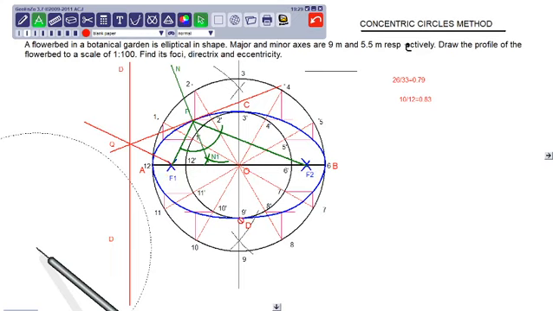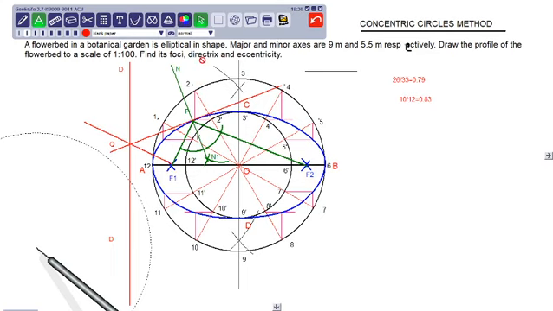Similarly, with D as the center and the same radius, I have done an arc on both sides of CD. You can see that these two arcs as well as the line AB are intersecting at the same point. So this is the first point, that is the focus F1, and this is the focus point F2. That way we have calculated the focus.